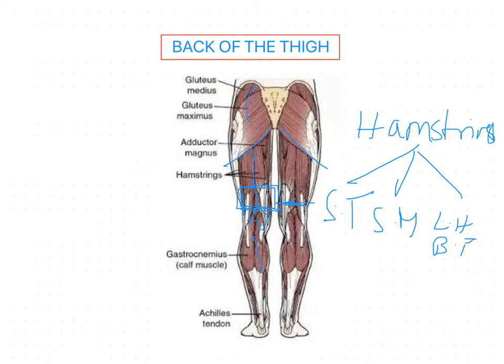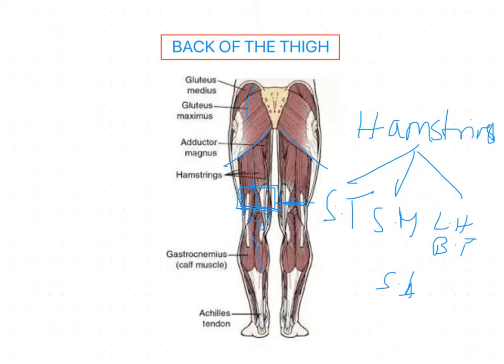It also consists of a short head of biceps, which is not a hamstring, but we can consider this short head of biceps as the lateral hamstring because of its insertion.